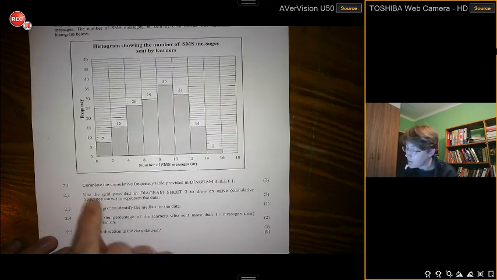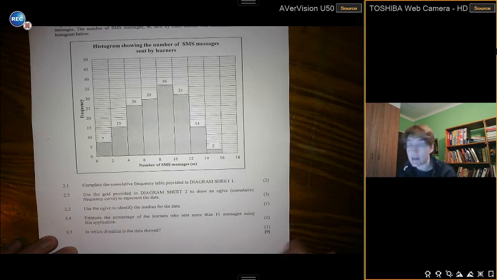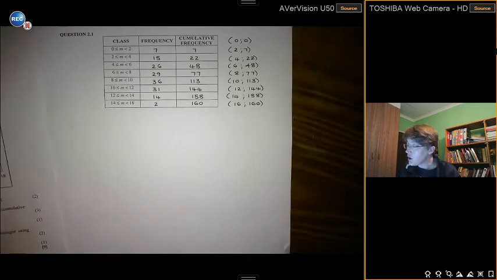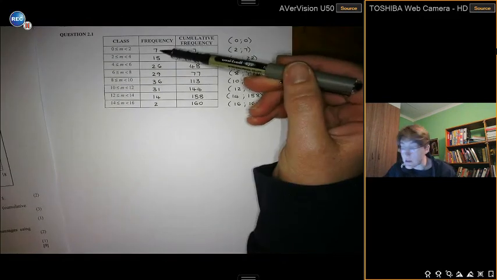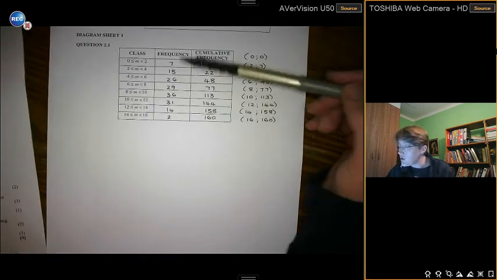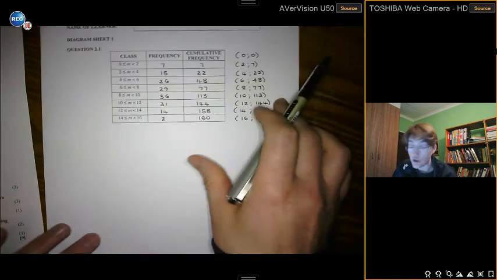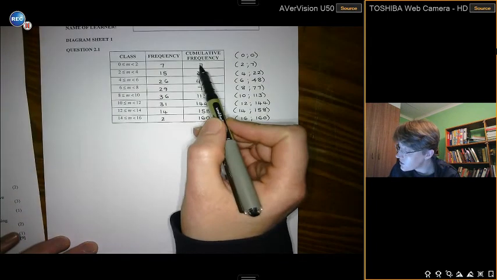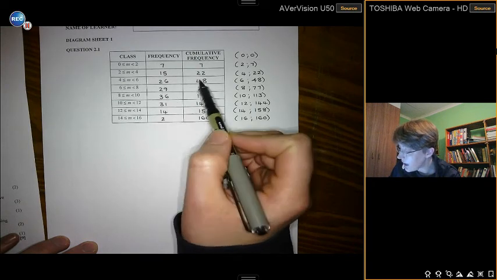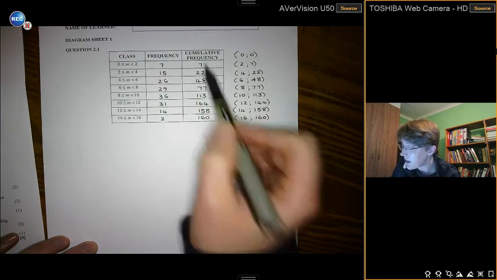Now they ask you to complete the cumulative frequency table provided in diagram sheet 1, which I've already done over here. I just transferred the frequency of each bar in the histogram. Then to get the cumulative frequency, you should know this by now: 7 gets transferred, 7 plus 15 is 22, 22 plus 26 is 48, 48 plus 29 is 77, and so forth.